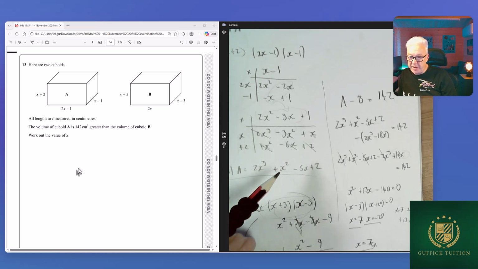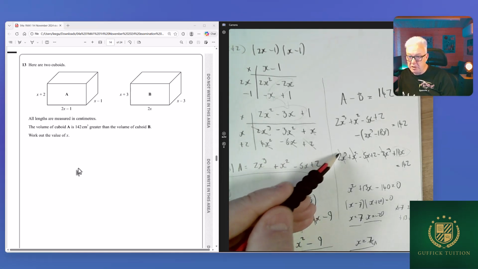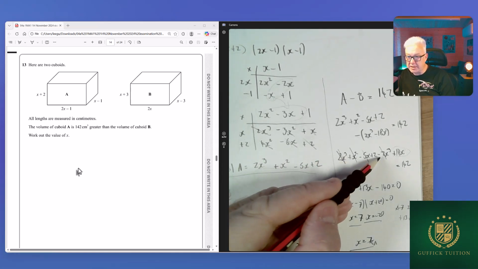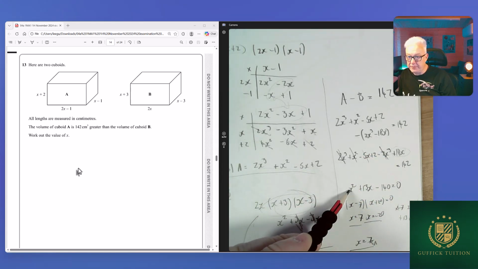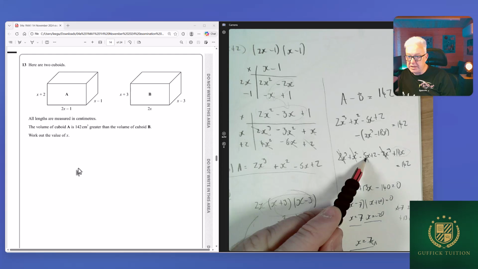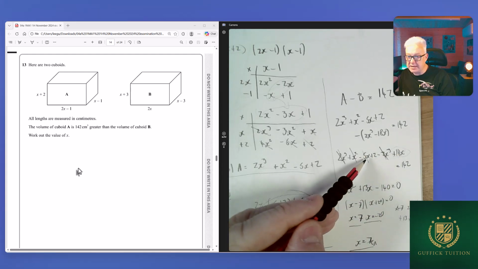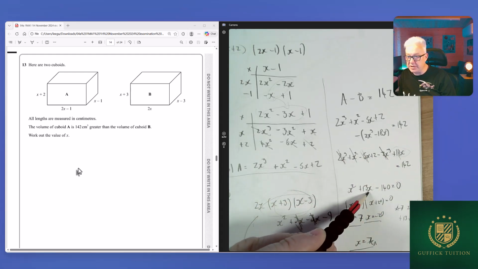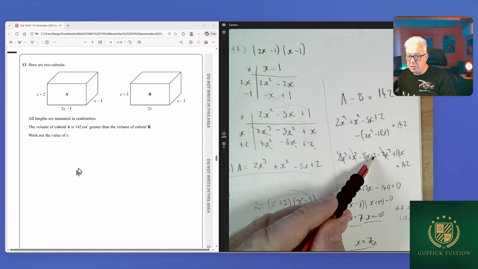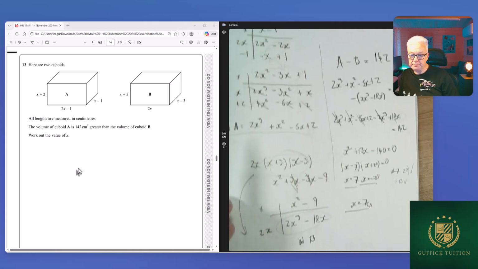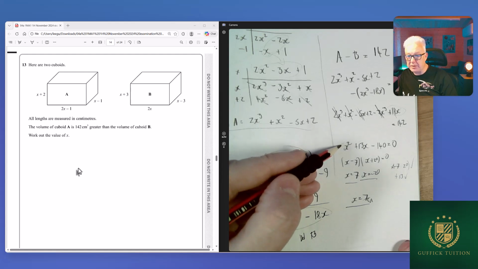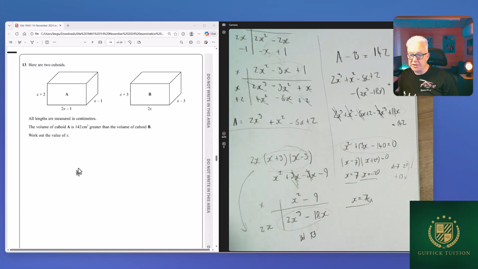So let's simplify that. 2x cubed minus 2x cubed, they cancel. And we've just got an x squared, so we write that down. We've got minus 5x add 18x is plus 13x. And then 2 take away 142 is minus 140. So that all boils down to this quadratic, which we've now got to solve.